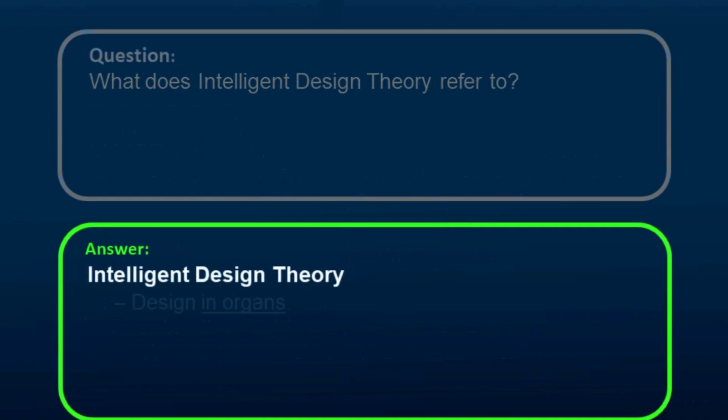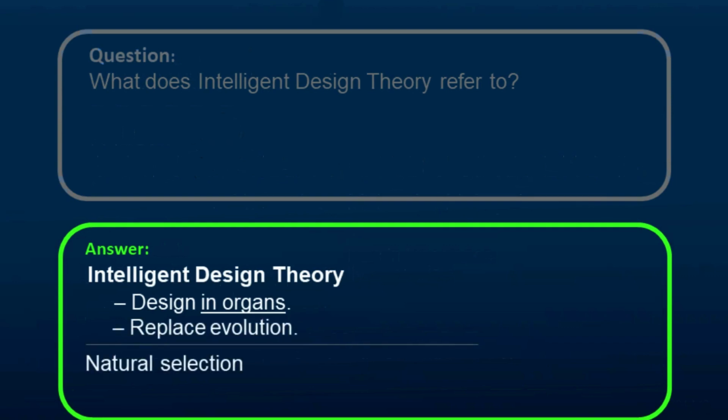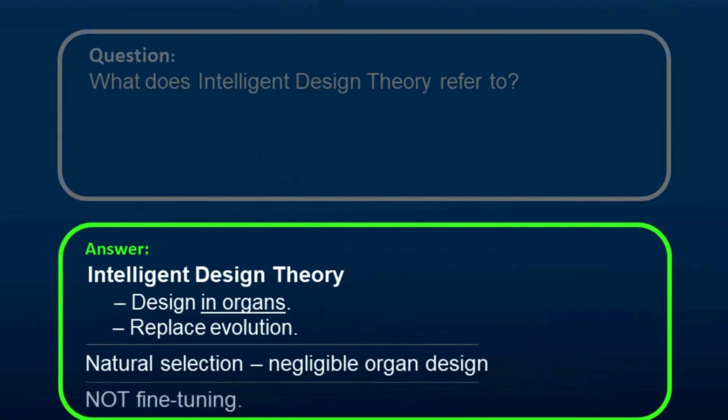Intelligent design theory refers to the argument from design in organs and seeks to replace the evolutionary mechanisms. When Charles Darwin formulated his theory of evolution by natural selection, the argument from design in organs became negligible. Intelligent design theory does not include fine-tuning. It does not include the information in DNA, and it does not include the cosmological argument.